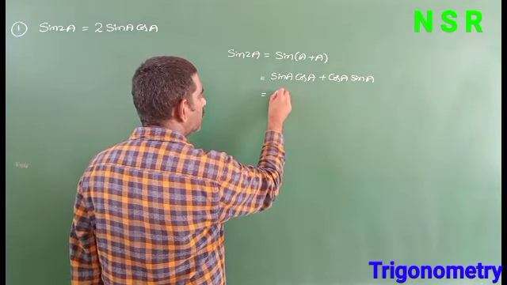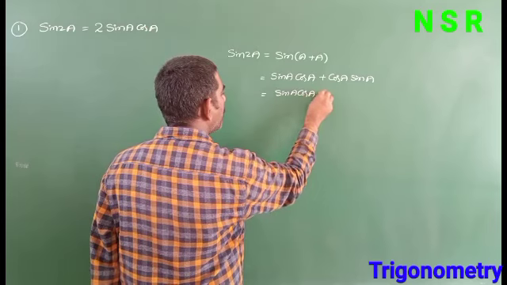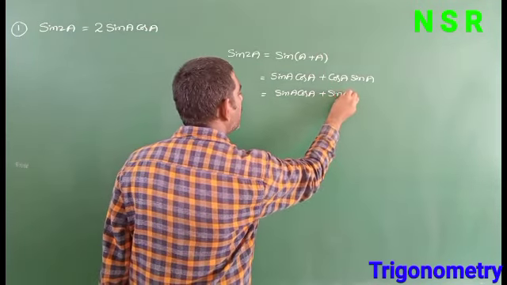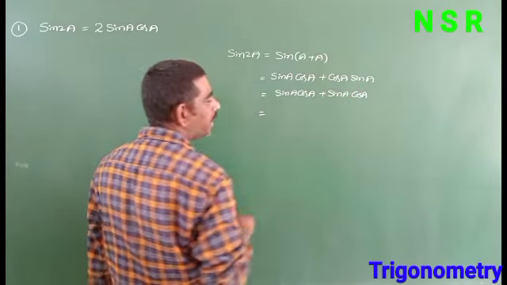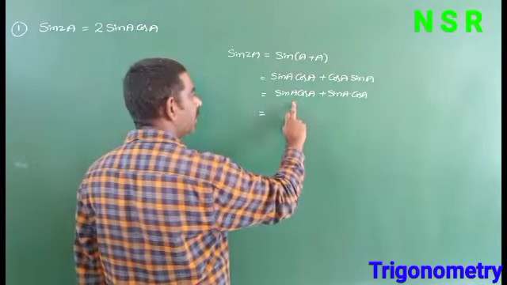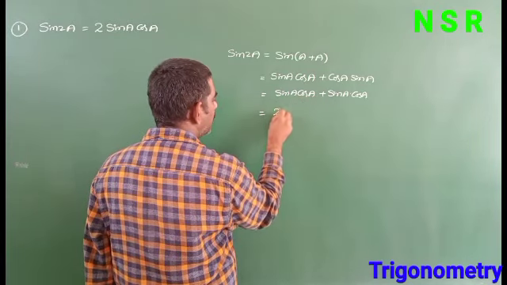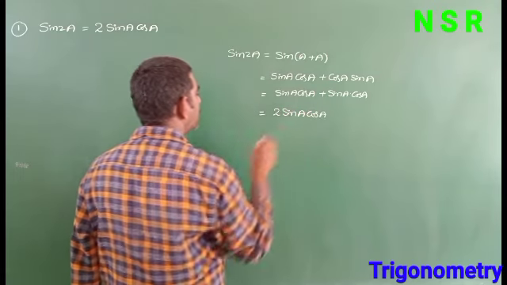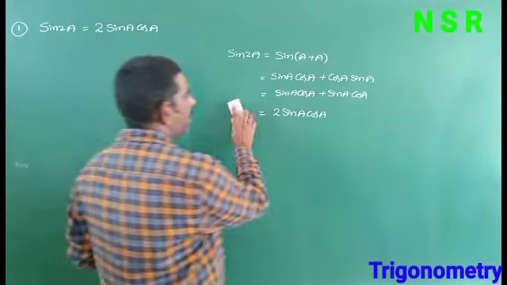So sin a cos a plus cos a into sin a, also we can write it as sin a into cos a. So sin a cos a, sin a cos a, we have two terms. Suppose if we take this as x plus x is 2x, so we can write it as 2 sin a cos a. So that's why the sin 2a formula we can write as 2 sin a cos a.